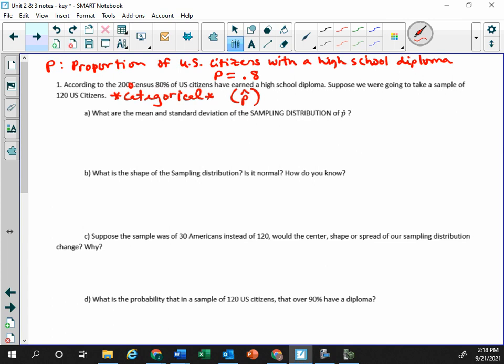Okay, so now we have to find the mean and standard deviation of our sampling distribution for p-hat. We've got this sample of 120, so it's definitely a sampling distribution. You can make a little sketch if you want. What do you think the center of this distribution is going to be? What's the only thing we know as far as proportions go? What was P equal to? 0.8. That's the center of your distribution. 0.8.